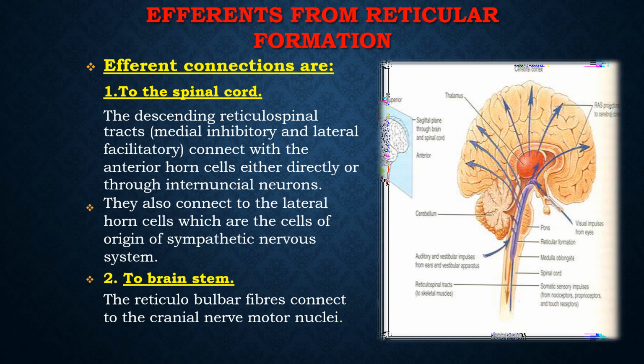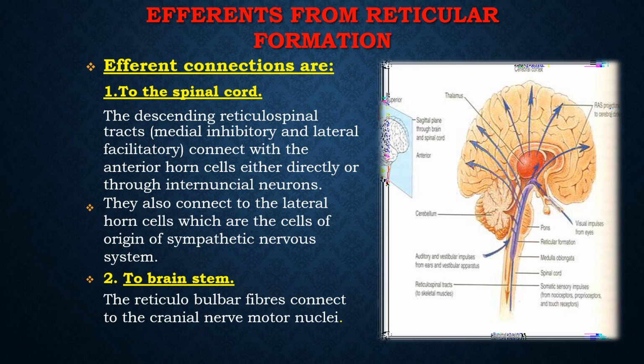So if you see the efferents from the reticular formation, so the fibers which are going out of reticular formation to the brainstem, that is medulla, pons and midbrain, and to the spinal cord, that is downwards to the spinal cord, and also to the cerebrum. So first if we see to the spinal cord, the descending reticulospinal tract.